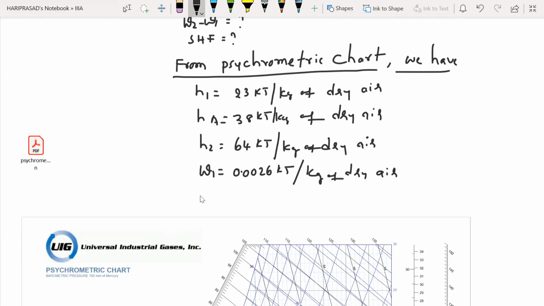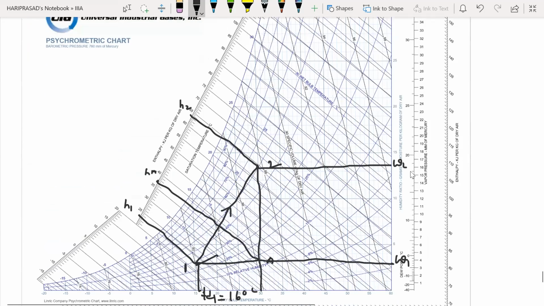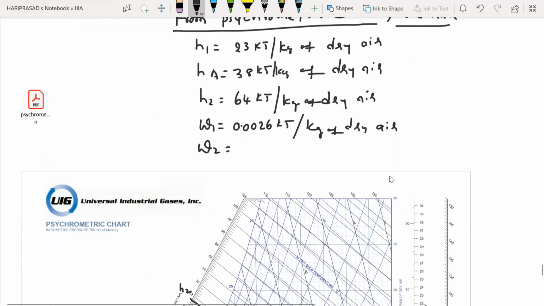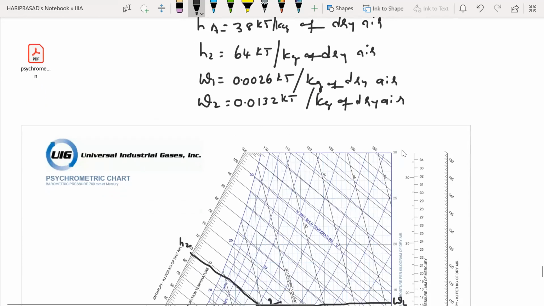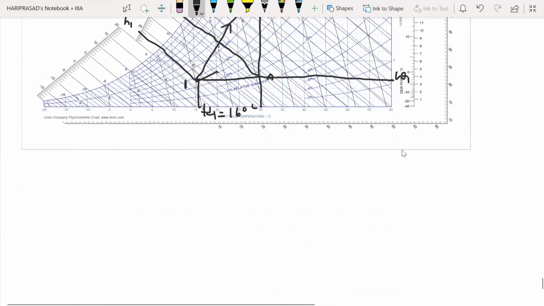Similarly, specific humidity omega 2 at point 2: go to the graph. It will be around 15. This is 10, so the value will be around 13 grams. Divided by 1000, the value will be around 0.0132 kg per kg of dry air. So these are the values we got from the psychrometric chart. Once we know the values, we'll go to the calculations.